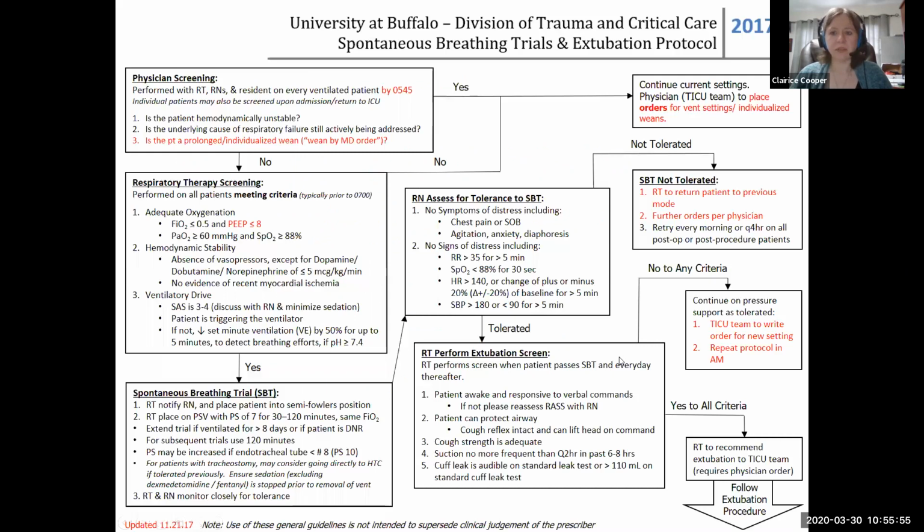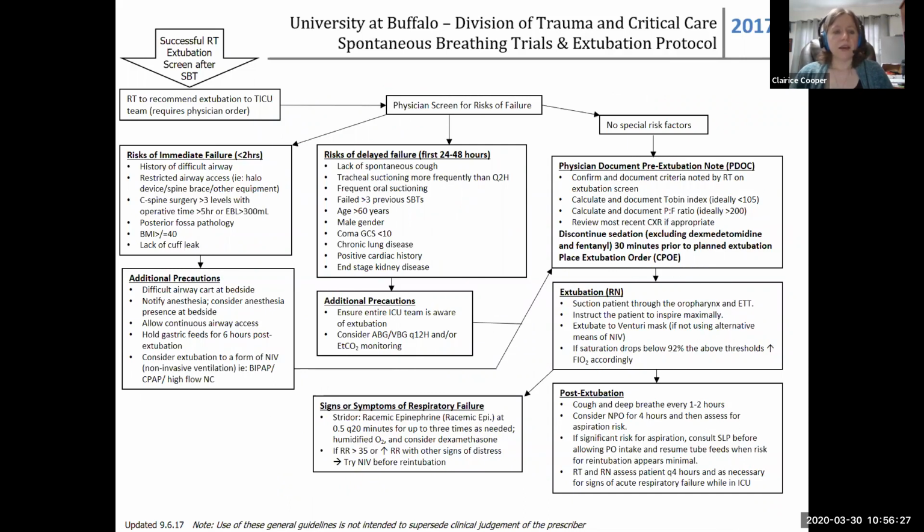This is an example of the protocol we use at ECMC that was developed a few years ago. This is a spontaneous breathing trial protocol with the goal of automating a lot of the spontaneous breathing trials so that we could extubate patients earlier in the day and be ready to make those decisions on rounds instead of 4 p.m. when resources start to dwindle.